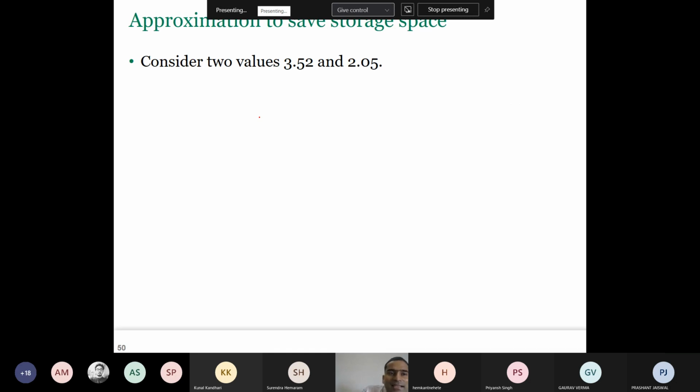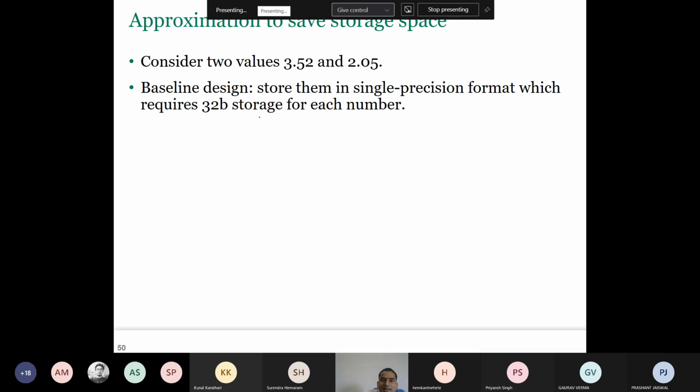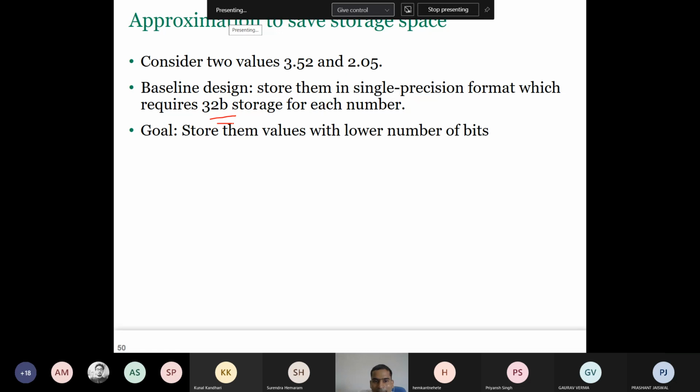Now here is another example: approximation to save storage space. The full idea of this you will understand when I discuss floating point numbers, but at least I'm sure everybody will gain a little insight. Suppose we have 2 numbers. Now we store them in single precision format. Single precision requires 32 bits to store each number.